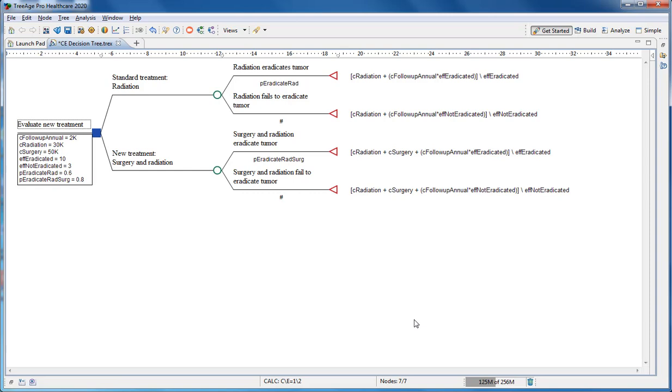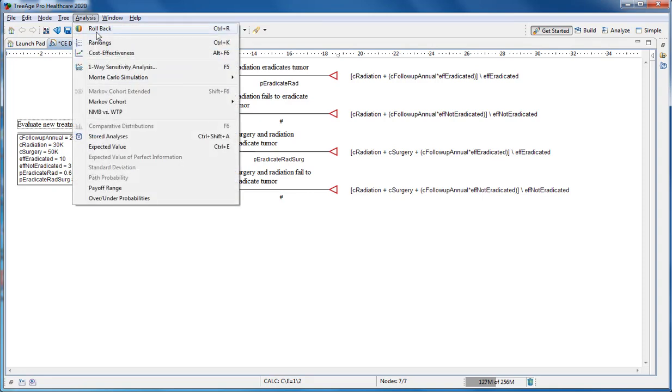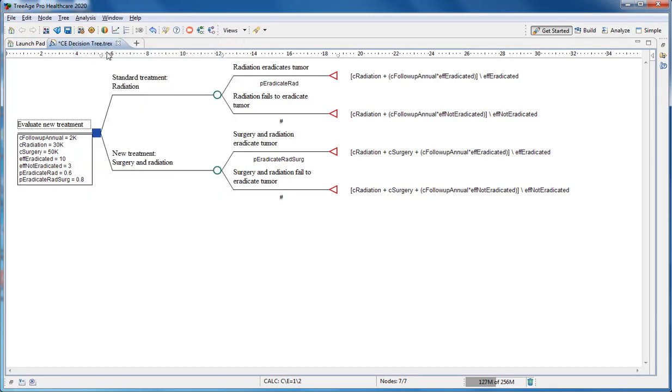If the calculation method was set to simple, then we would compare strategies based on a single payoff, either minimising cost or maximising effectiveness. We can run cost effectiveness from the analysis menu to generate the cost effectiveness analysis graph. This presents cost effectiveness information graphically.